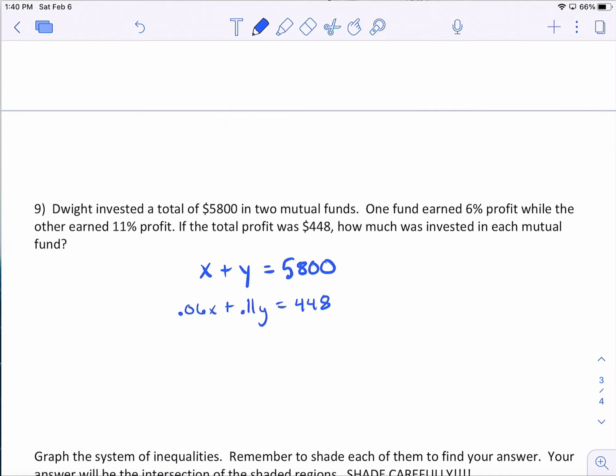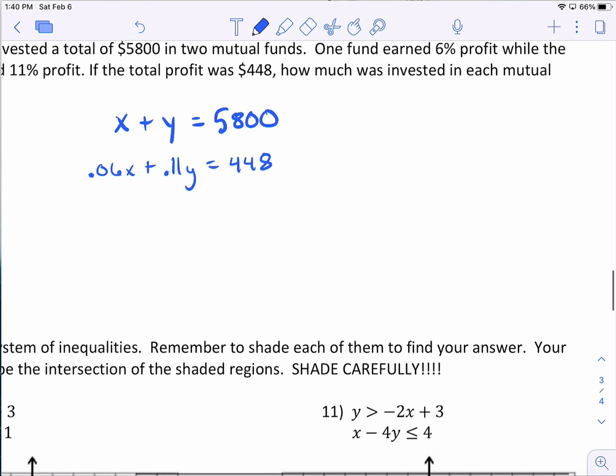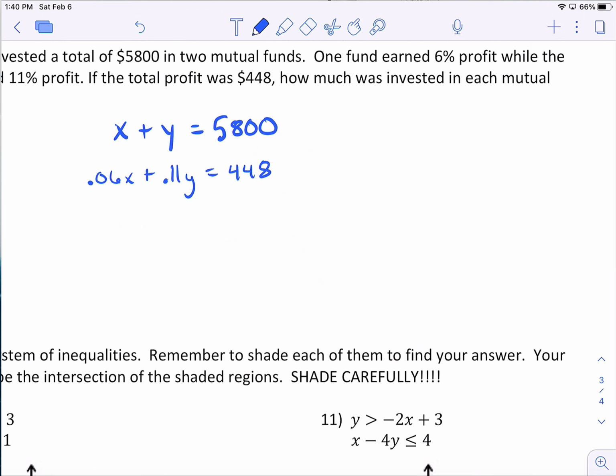Okay, now this one, if you listen to what I said on the other ones, you might say, oh, this is set up for elimination. And it could be, but the decimals really kind of throw this off for me. So what I like to do instead in this case is take the equation x plus y equals 5,800 and solve it for y, which I can do really easily just by subtracting x. That would give me 5,800 minus x, or negative x plus 5,800.